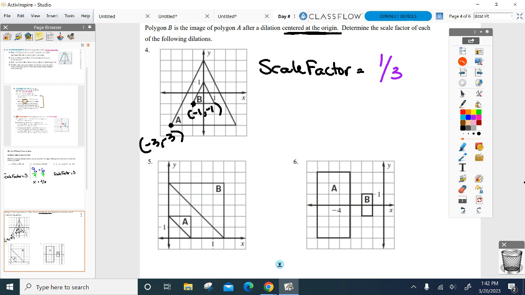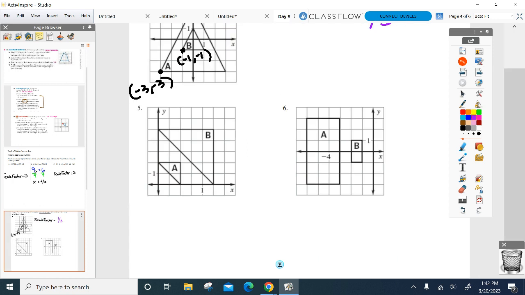All right, you and your groups, go ahead. 5 and 6. A to B.